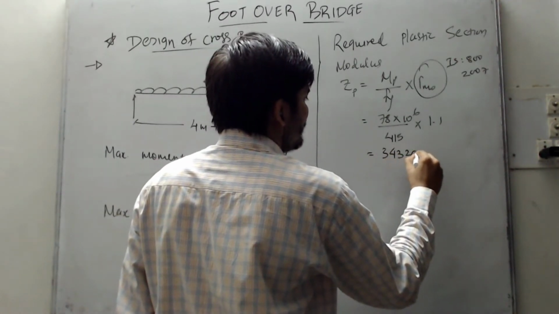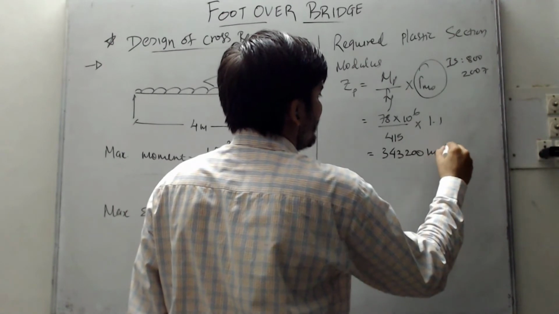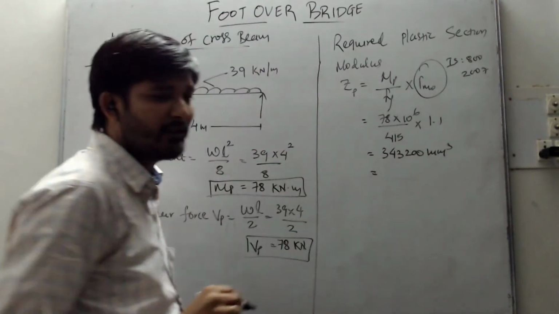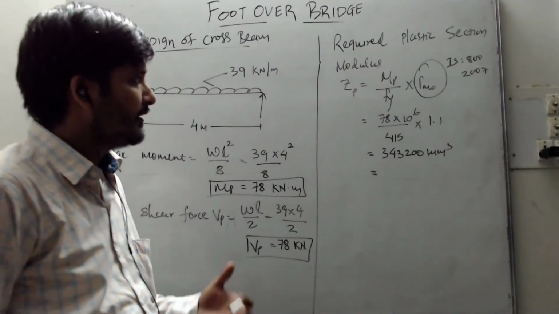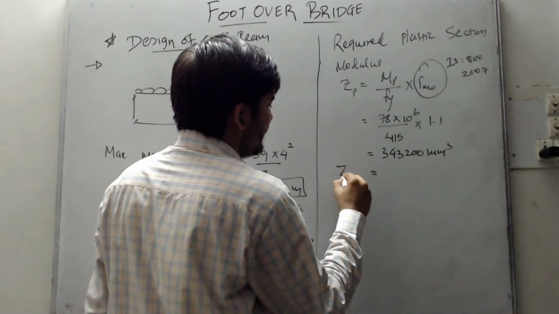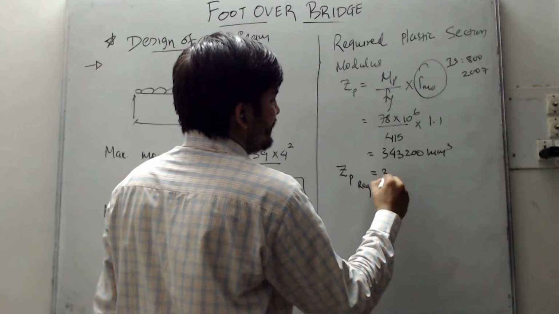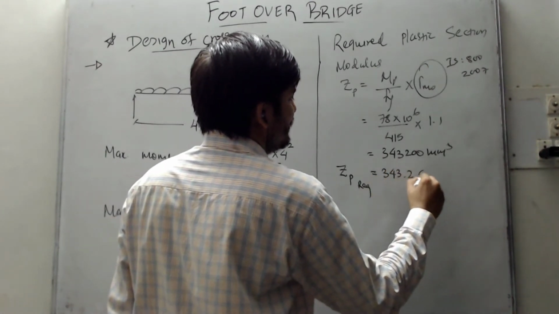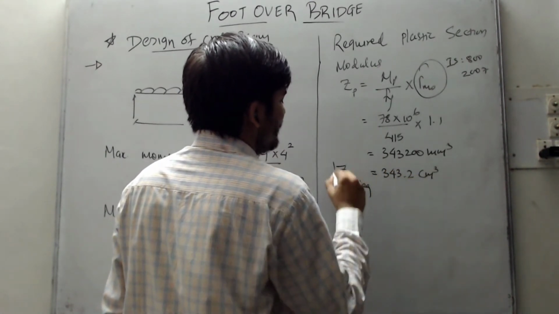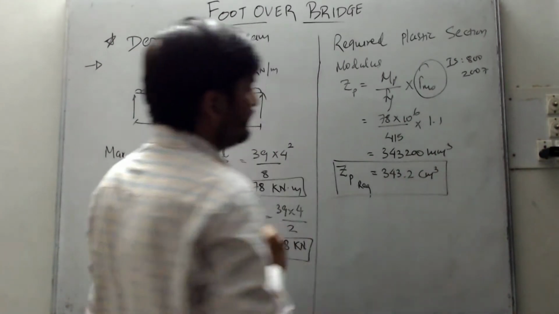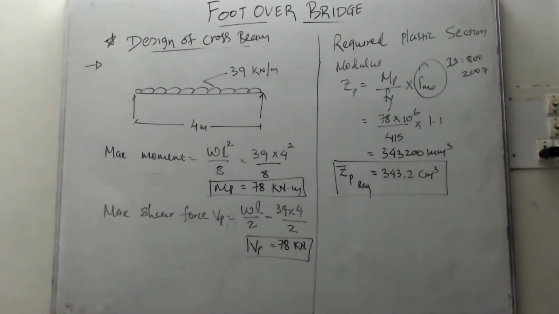So convert this into centimeter cube, because if you see the steel table, the plastic section modulus values are given in centimeter cube. This is the required value. So 343.2 centimeter cube is the plastic section modulus required.